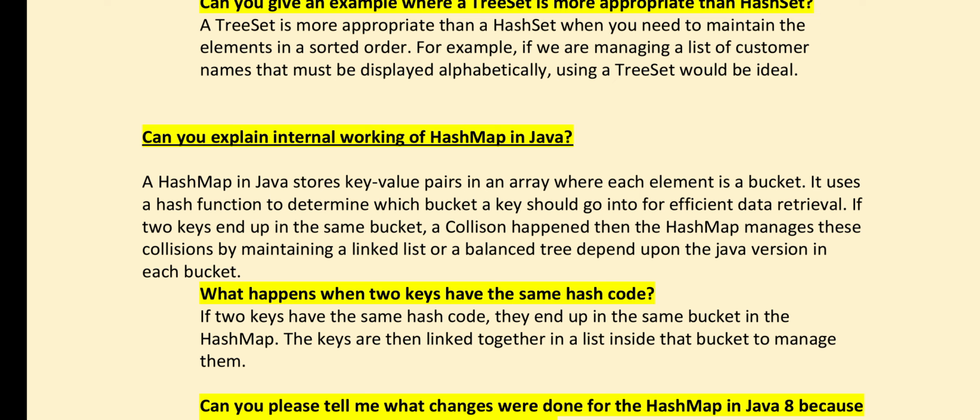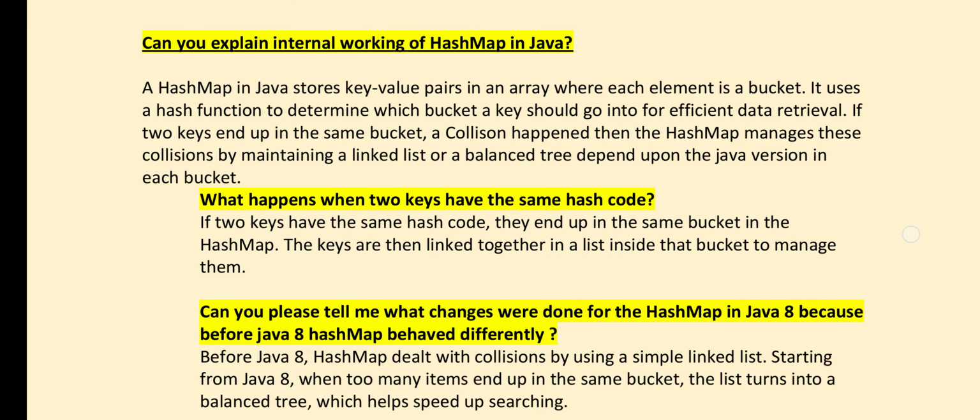What happens when two keys have the same hash code? If two keys have the same hash code, then they end up in the same bucket in the HashMap. The keys are then linked together in a list inside that bucket to manage them.